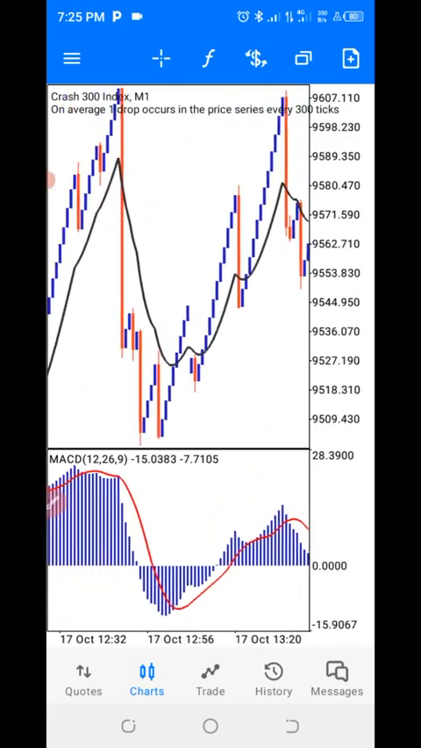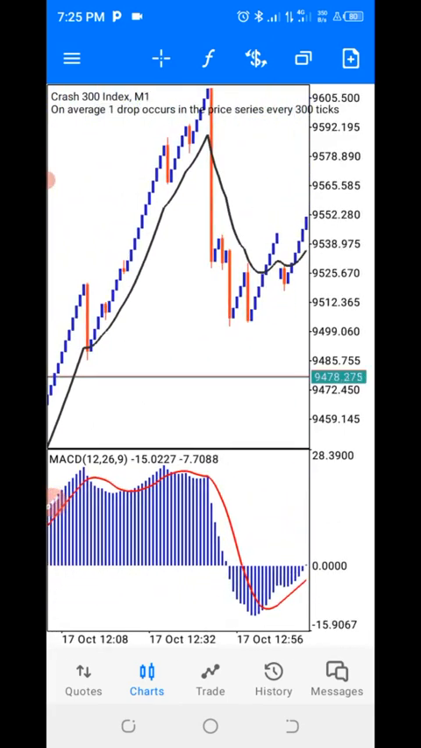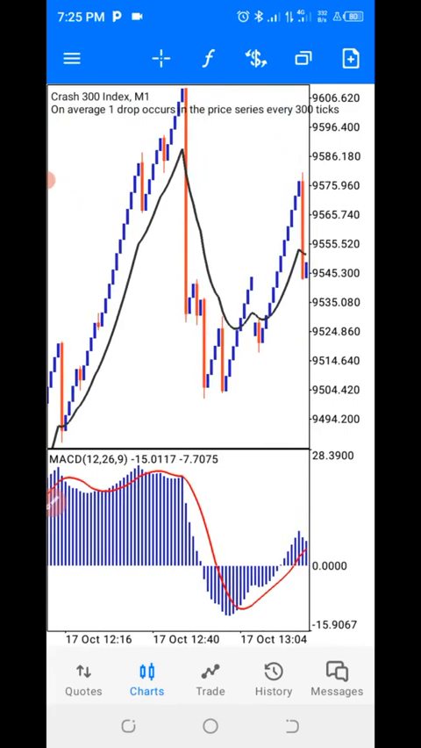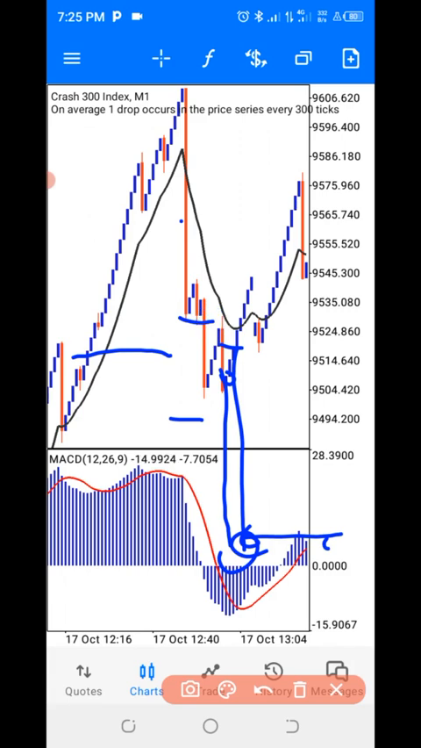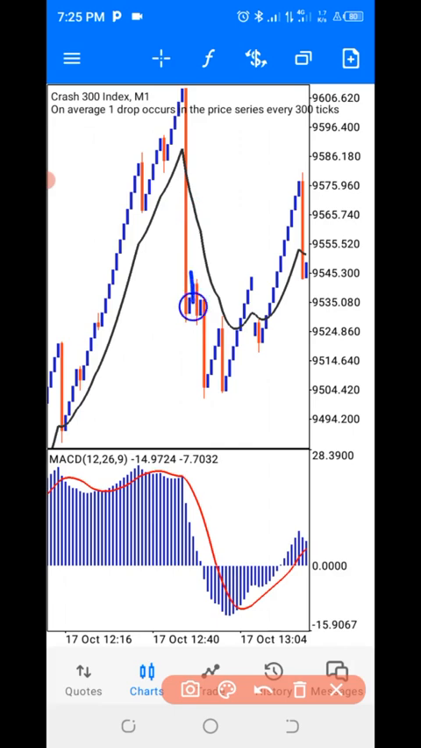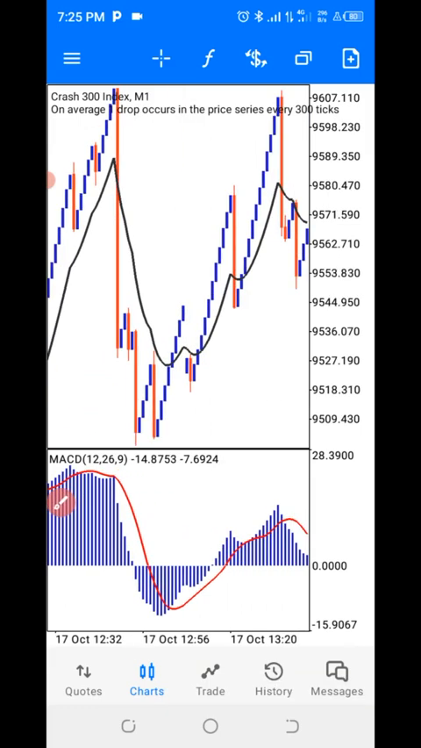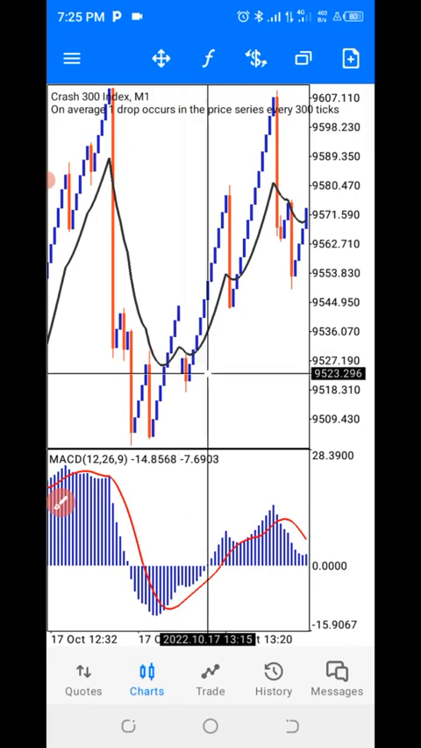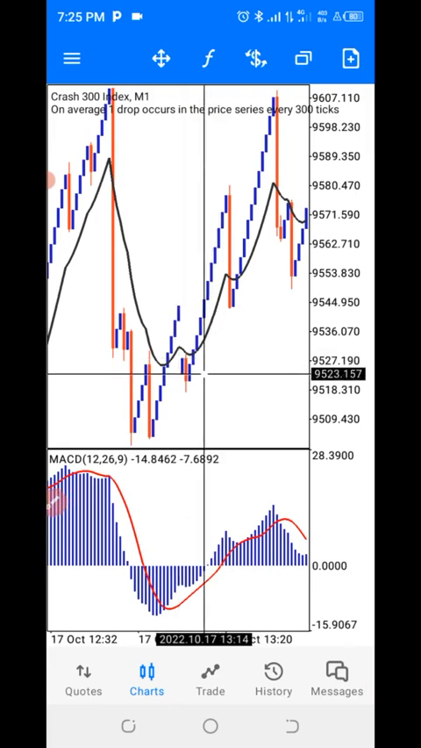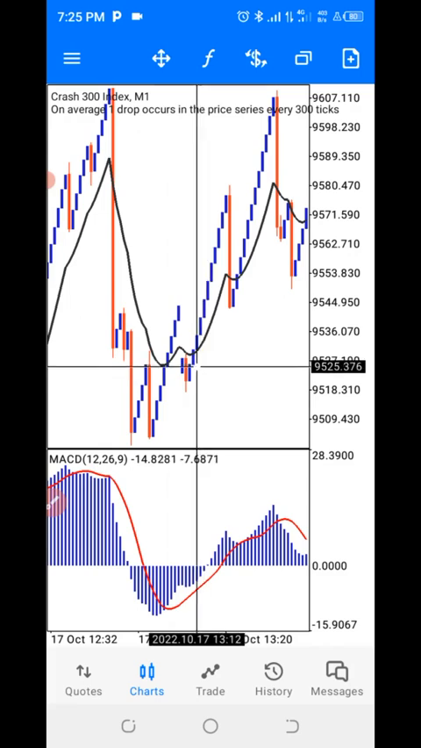So this is another example here. You can see you have the breaking market structure here. Then you have your W. So you enter from here and you take your 5 to 10 candles. You can actually see, from here you can enter.